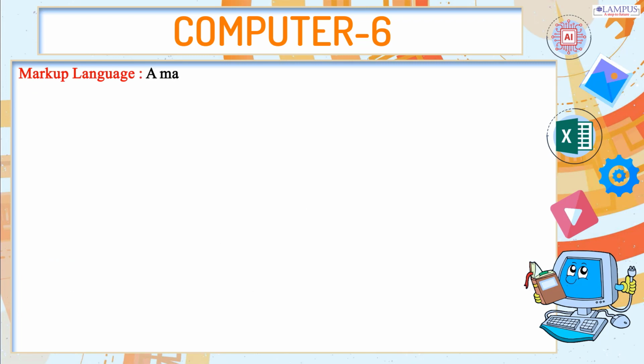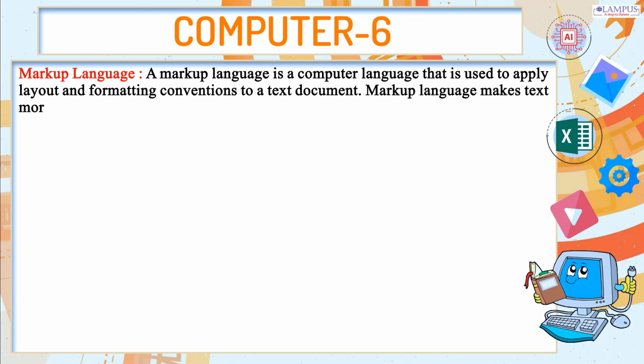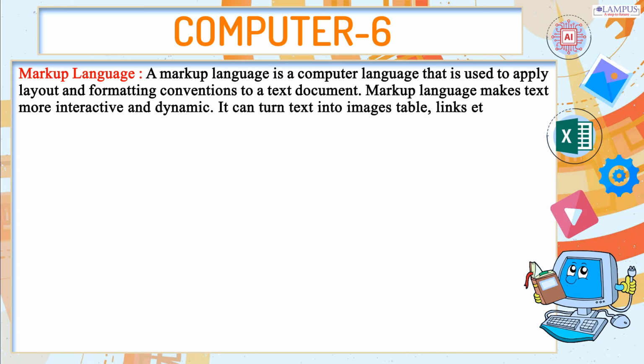Markup language. A markup language is a computer language that is used to apply layout and formatting conventions to a text document. Markup language makes text more interactive and dynamic. It can turn text into images, tables, links, etc.